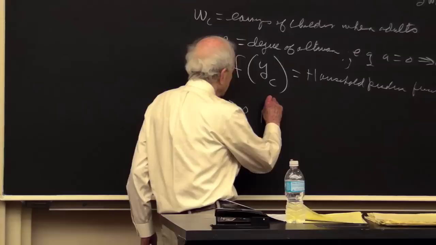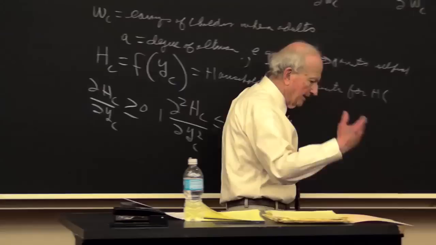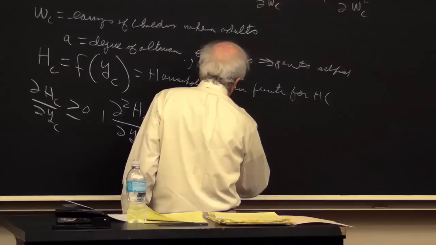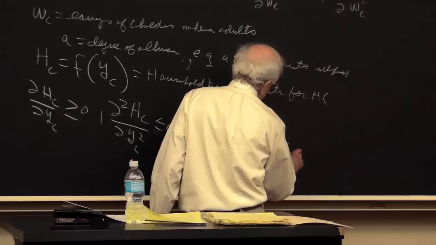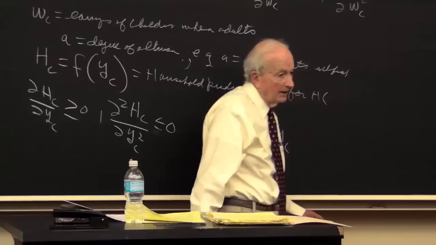And we're going to assume that you have diminishing returns. But you could also have zero here, so that you could have constant marginal product of investing in your kids. For example, you could have a function like HC equals k times Y. This would be a case with no diminishing returns. The marginal product, dHC/dY, would simply be k. We could have that. You could even have increasing returns up to a point.